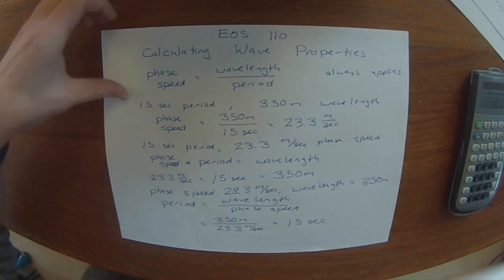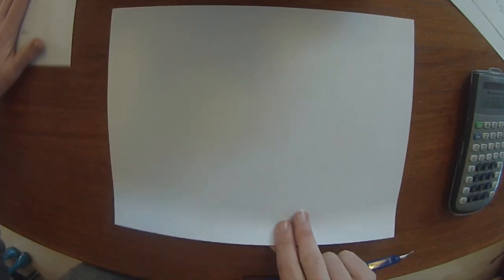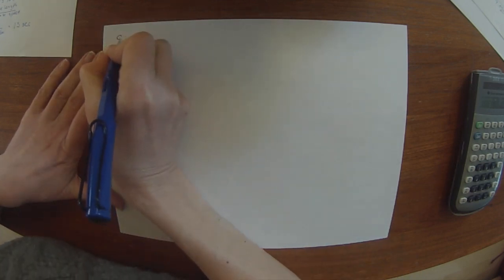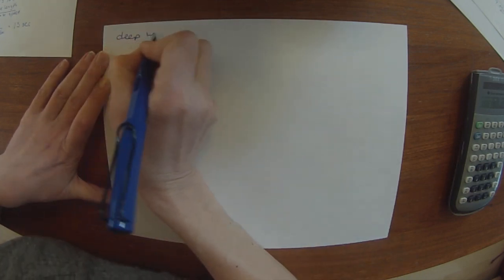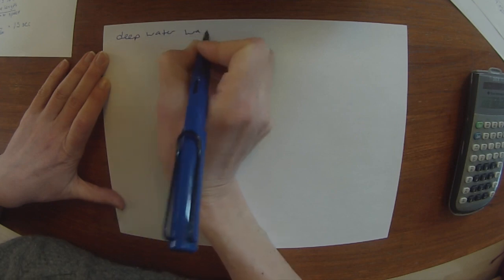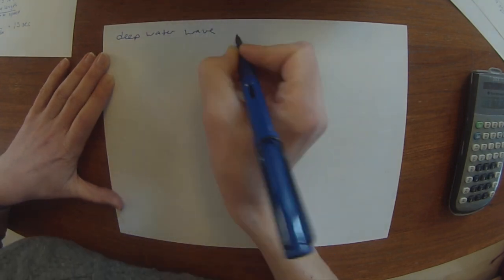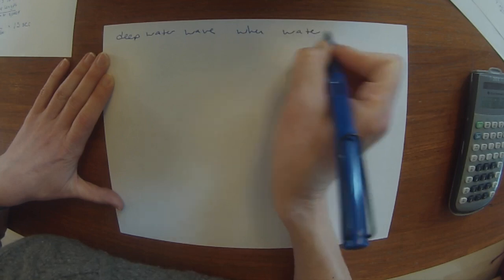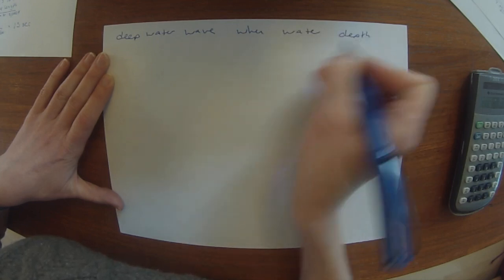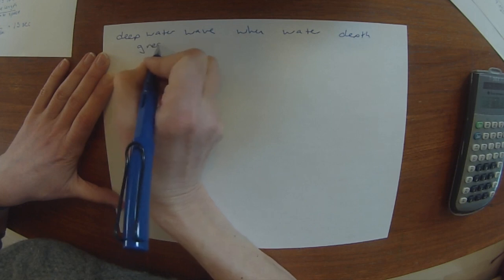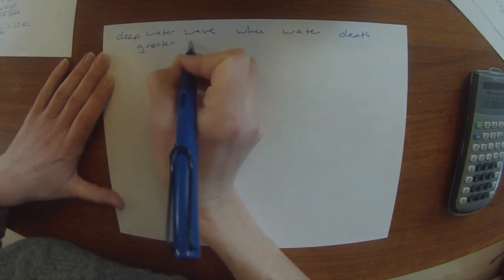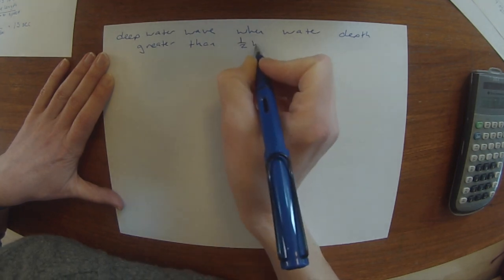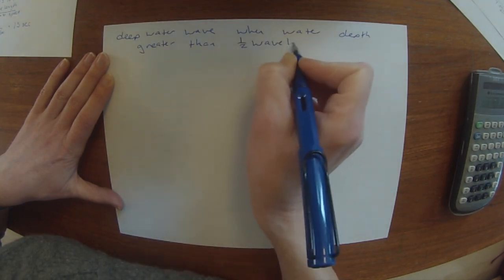So the first situation we want to consider is that of a deep water wave. This is a situation when the water depth is greater than, so deeper than, 1/2 of the wavelength.